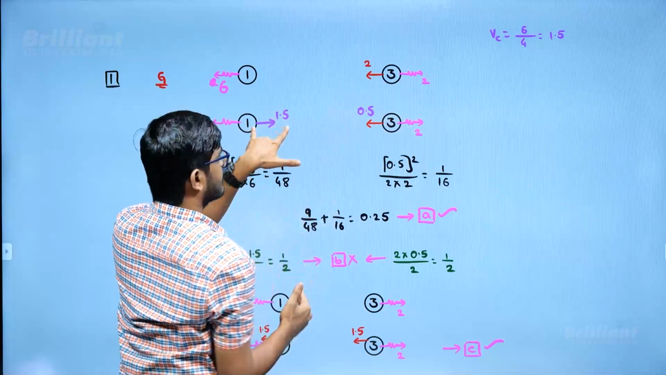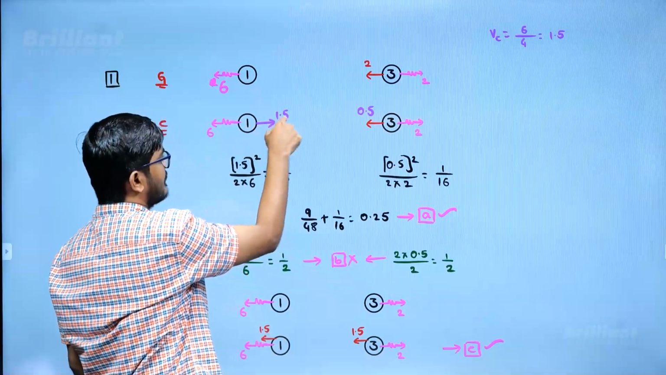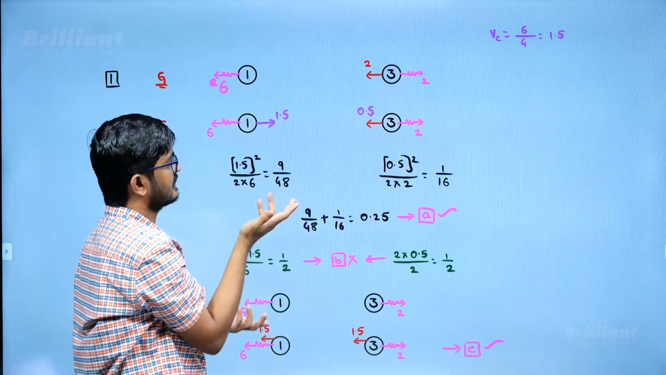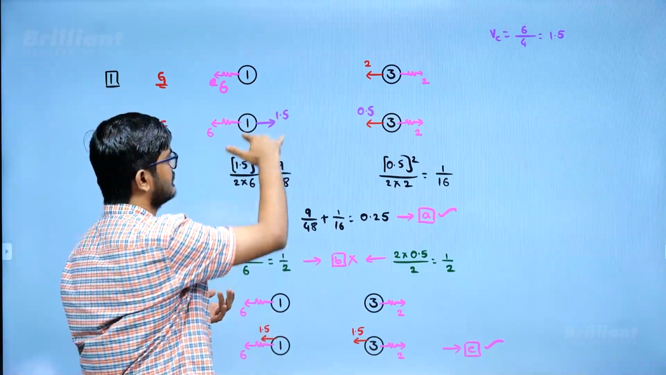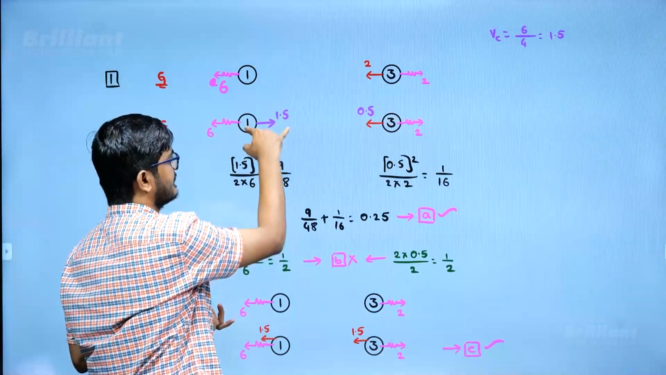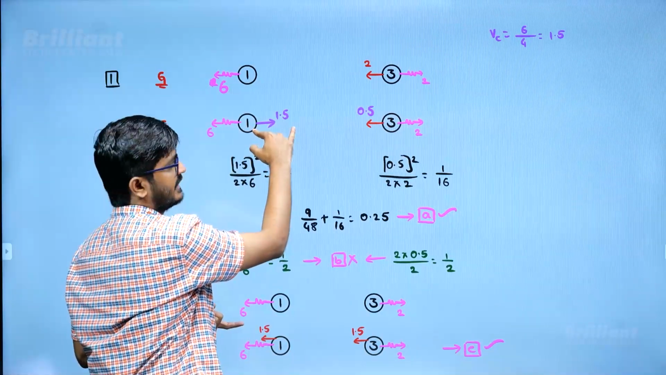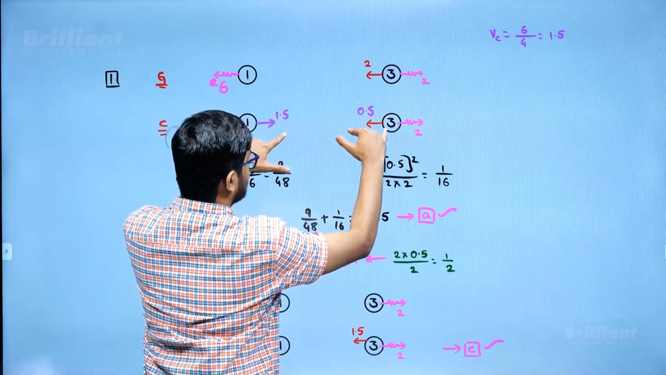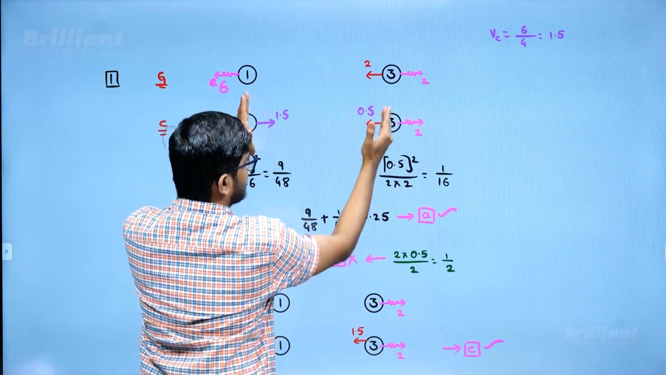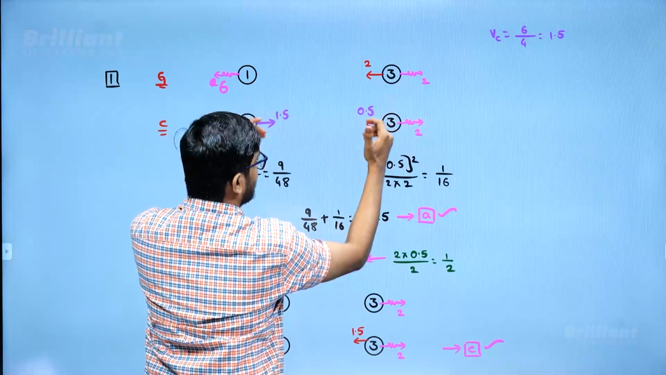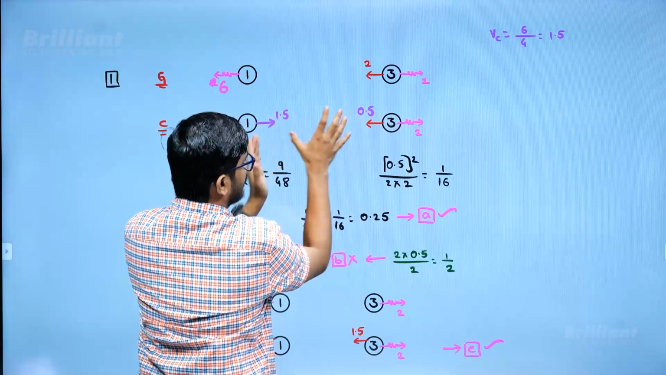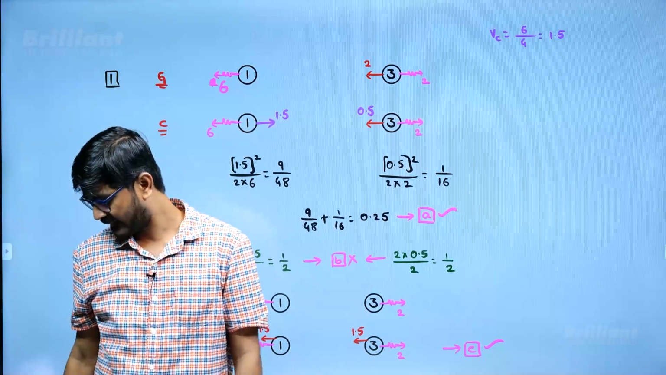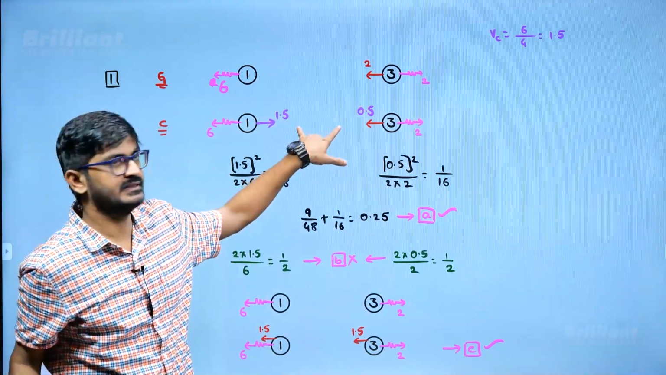So I calculate the distance traveled: u square by 2a, or s equals ut plus half at square, or v square minus u square equals 2as, you can use any. When you use that, the distance traveled by this one is 9 by 48, and the distance traveled by this one is 1 by 16. So what is the total distance traveled? It is this plus this, which is 0.25. Initially the separation between them is 1 meter, and the total distance traveled is 0.25. So the remaining is 0.75. So the minimum distance between them is 0.75.